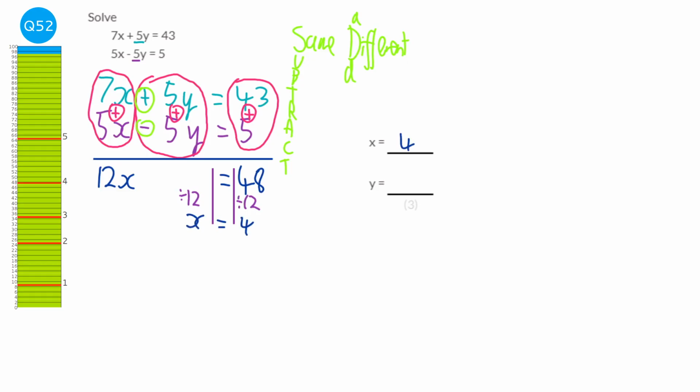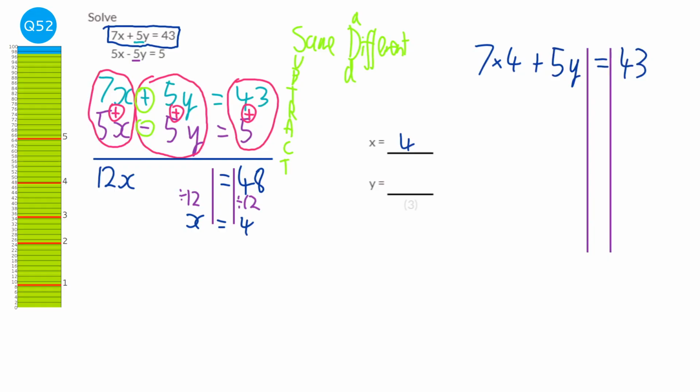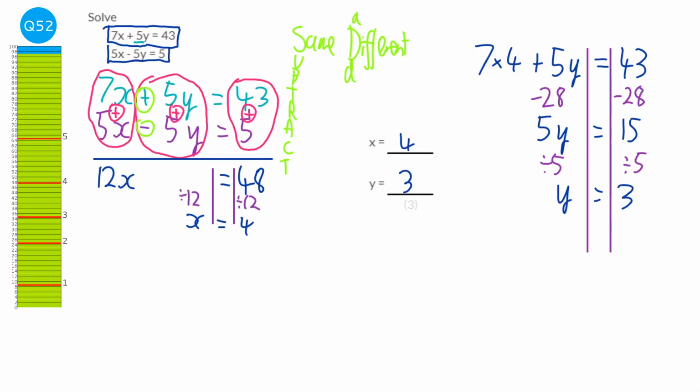Now that is only one solution. We've got to find out what y is. So what we're going to do is substitute that 4 into the first equation. So we've got 7 times 4 plus 5y equals 43. Get my lines in. And 7 times 4 is 28. So the first thing I'm going to do is take away 28 from both sides. So we've got 5y equals 15, and then we're going to divide by 5 to find out what y is. So we've got y equals 3. Now we can check this answer by working out the second one. So we're going to do 5 times 4 minus 5 times 3, which is equal to 5.